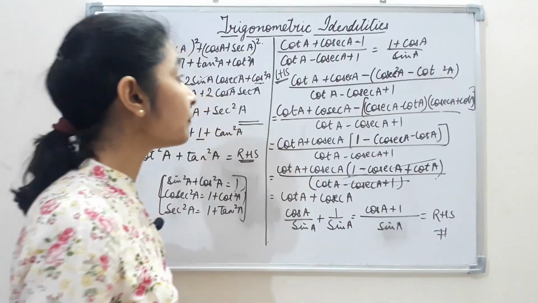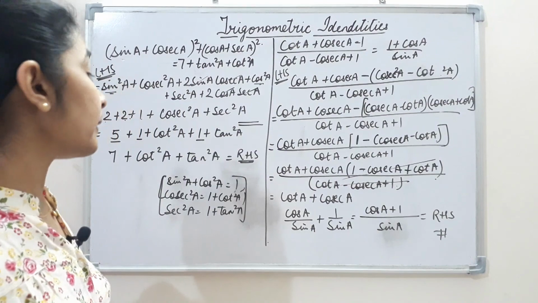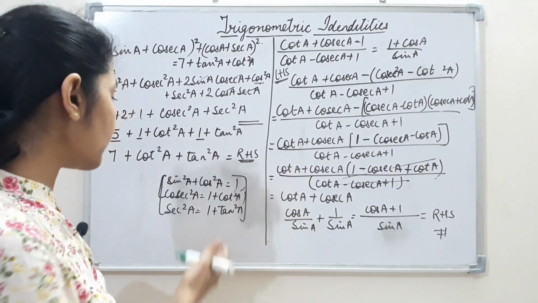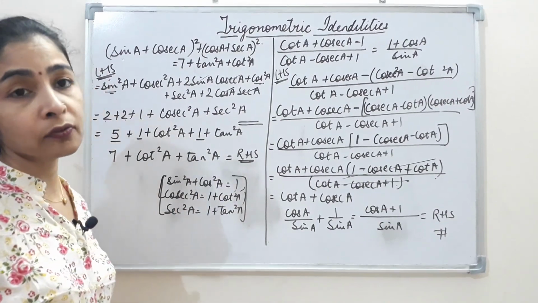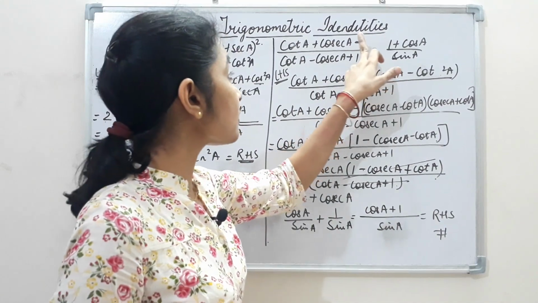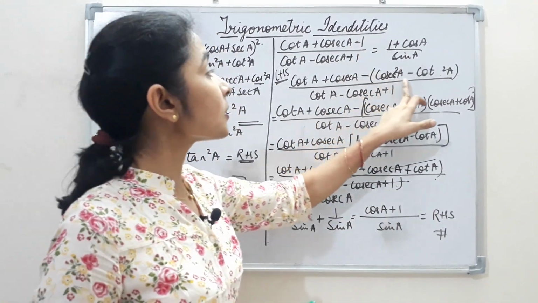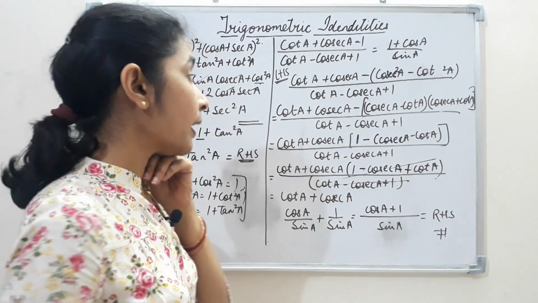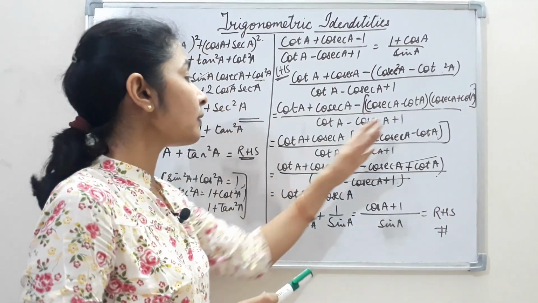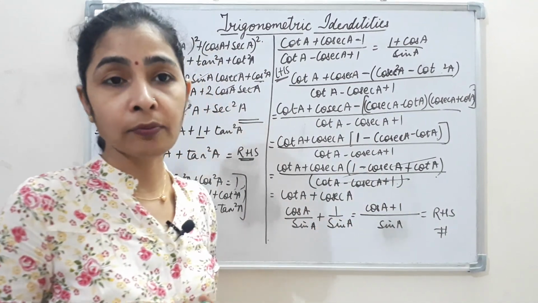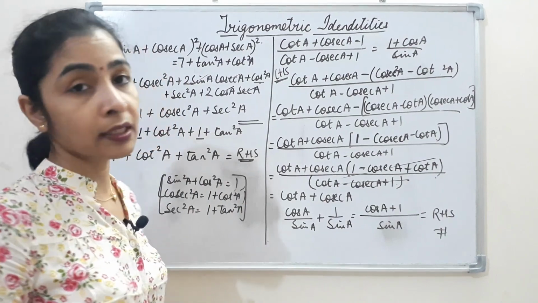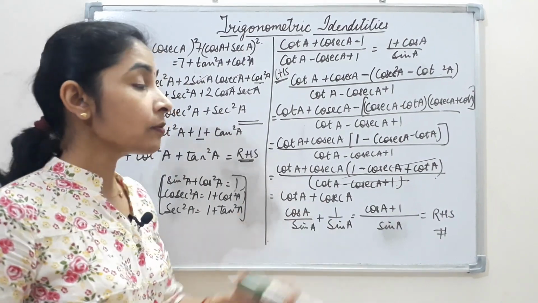So here what did we do? We used the identity cosec square A is equal to 1 plus cot square A. We just shifted this cot square A to the other side. So cosec square A minus cot square A is equal to 1, and we have replaced this 1 with the same, that is cosec square A minus cot square A, and then we just took cot A plus cosec A common, then we got in the bracket the same term as the denominator, we cancelled it, and then we changed the remaining term into cos A and sin A, and hence we have proved it.